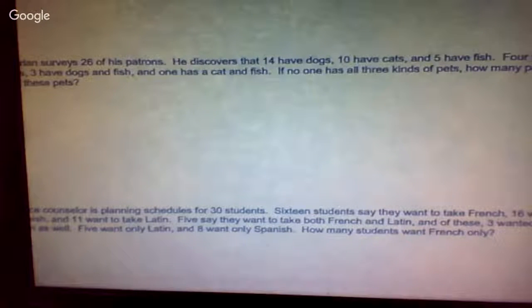In a class of 50 students, 18 take chorus, 26 take band, and 2 of them take chorus and band.